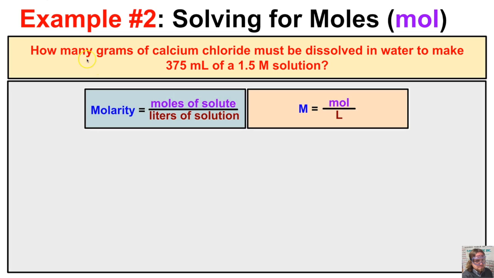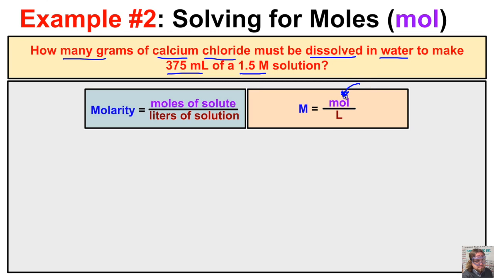In this second example, it says how many grams of calcium chloride must be dissolved in water to make 375 milliliters of a 1.5 molar solution. So if we take a look here, this is a molarity problem. However, there's an issue here. The question says how many grams of calcium chloride must be dissolved. If we take a look at our molarity formula, we don't see anything about grams at all. However, we do see moles.